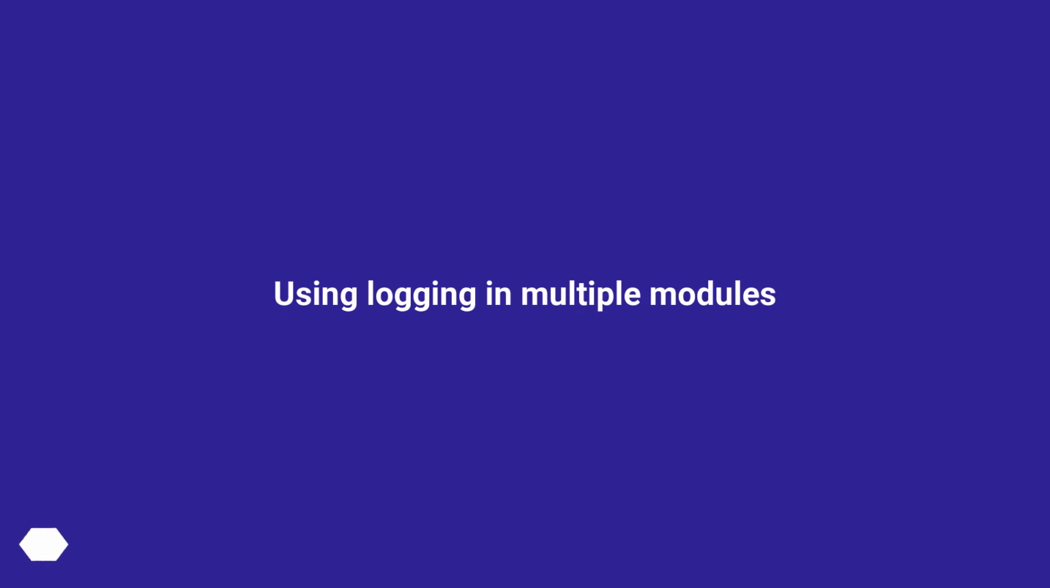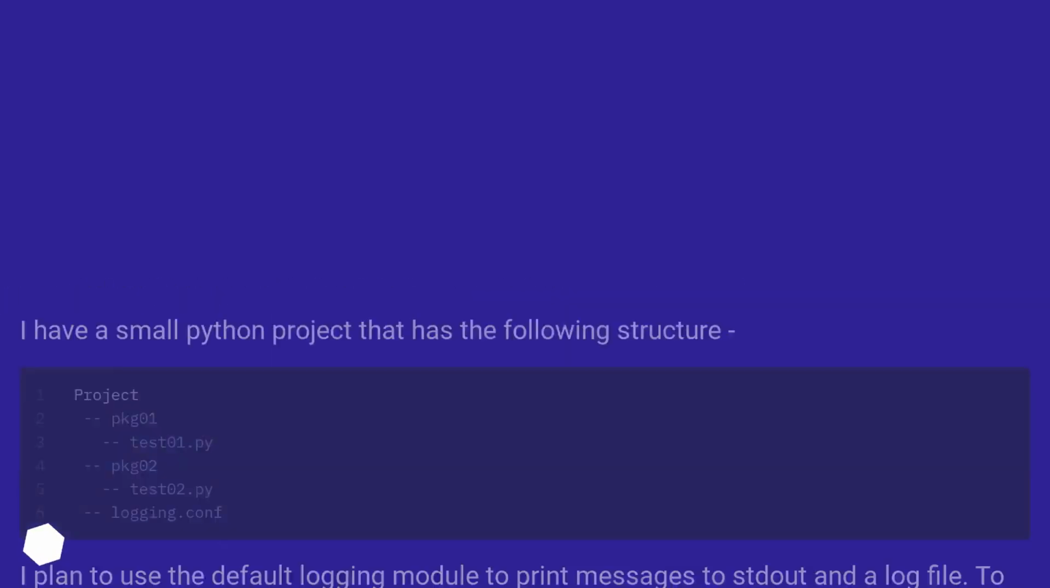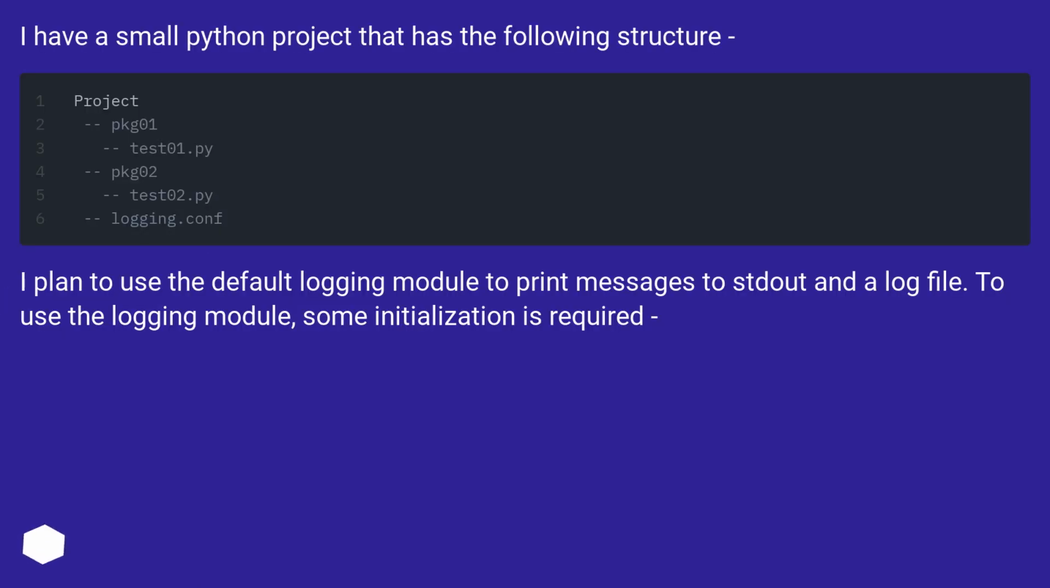Using logging in multiple modules. I have a small Python project that has the following structure. I plan to use the default logging module to print messages to stdout and in a log file. To use the logging module, some initialization is required.